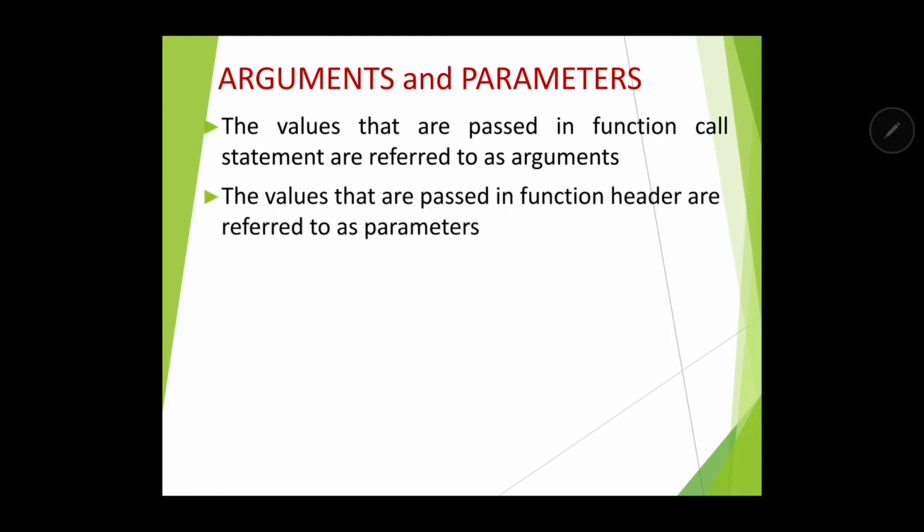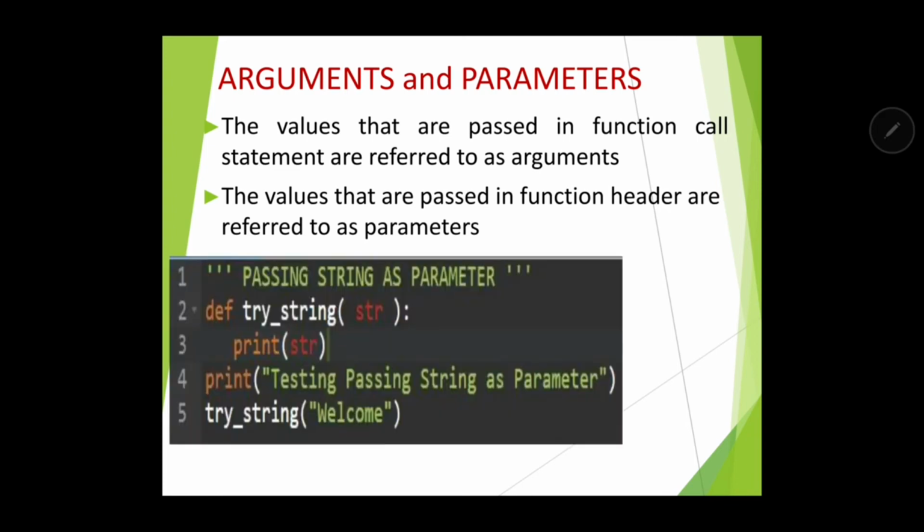And what are parameters? The values that are passed in the function header are referred to as parameters. So whatever we pass in the function definition header will be referred to as parameters, and whatever we pass in the function call is referred to as arguments. So let's take this example. This is a simple example. I have discussed this in the previous part of this chapter. So here, which will be an argument and which will be a parameter?